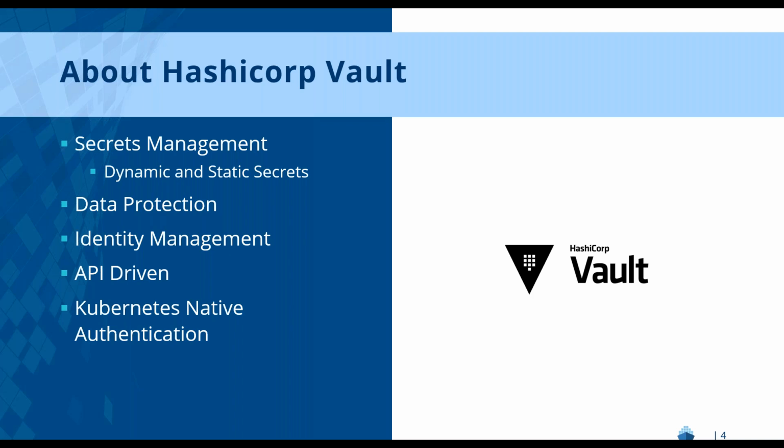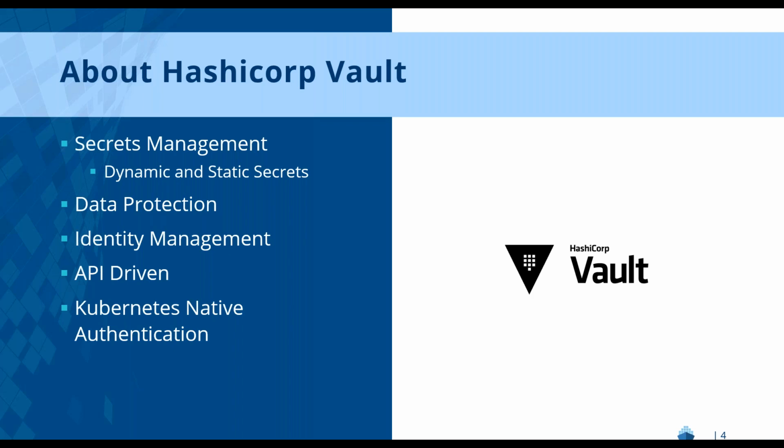With that said, HashiCorp Vault is a secrets management tool. You can use Vault to provision dynamic secrets or to store your static unchanging secrets. You can use Vault for data protection and identity management. Vault is API driven and has a Kubernetes native authentication.